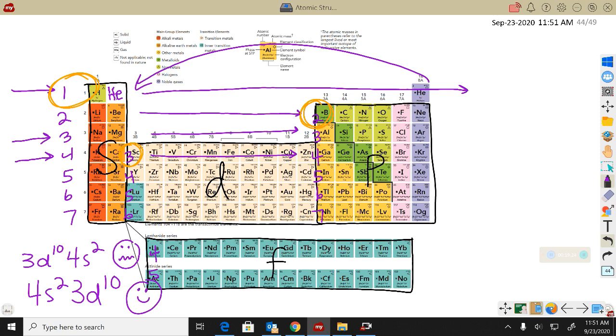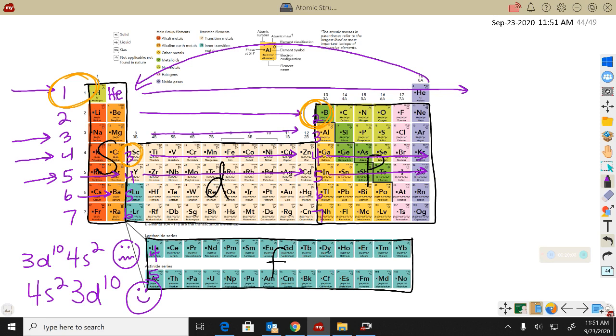So in this 4th row, I go 4s2, 3d10, then I'm in the 4p for 6 again. So gallium through krypton will fill the 4p orbital with 1 to 6 electrons. And then you just keep walking your finger through the rows. Next I'd be in the 5s. I go 5s2, 4d10, 5p6. Next I'd be in the 6s for 2. And then technically, that would leave me at barium, element number 56.